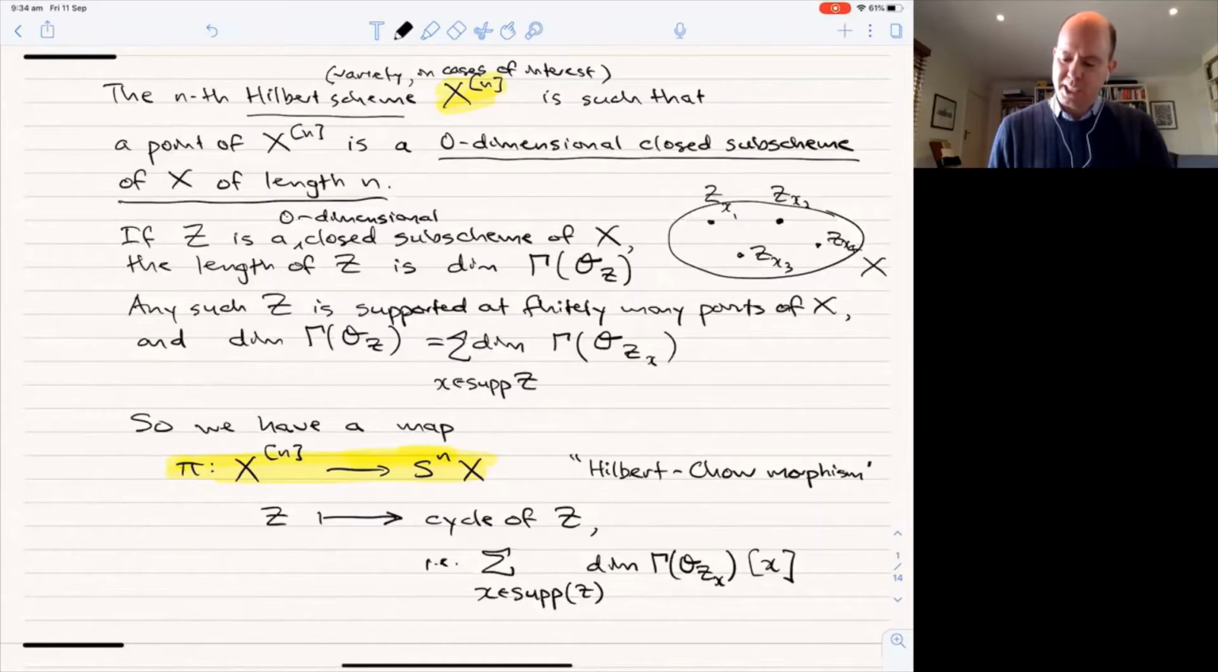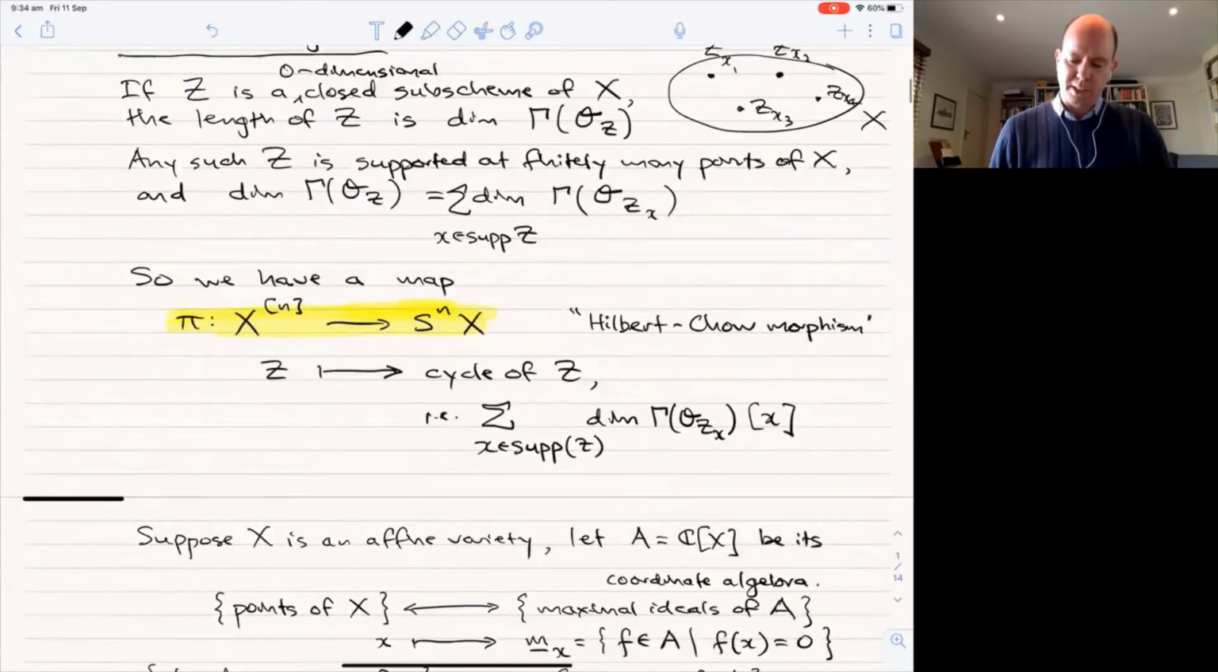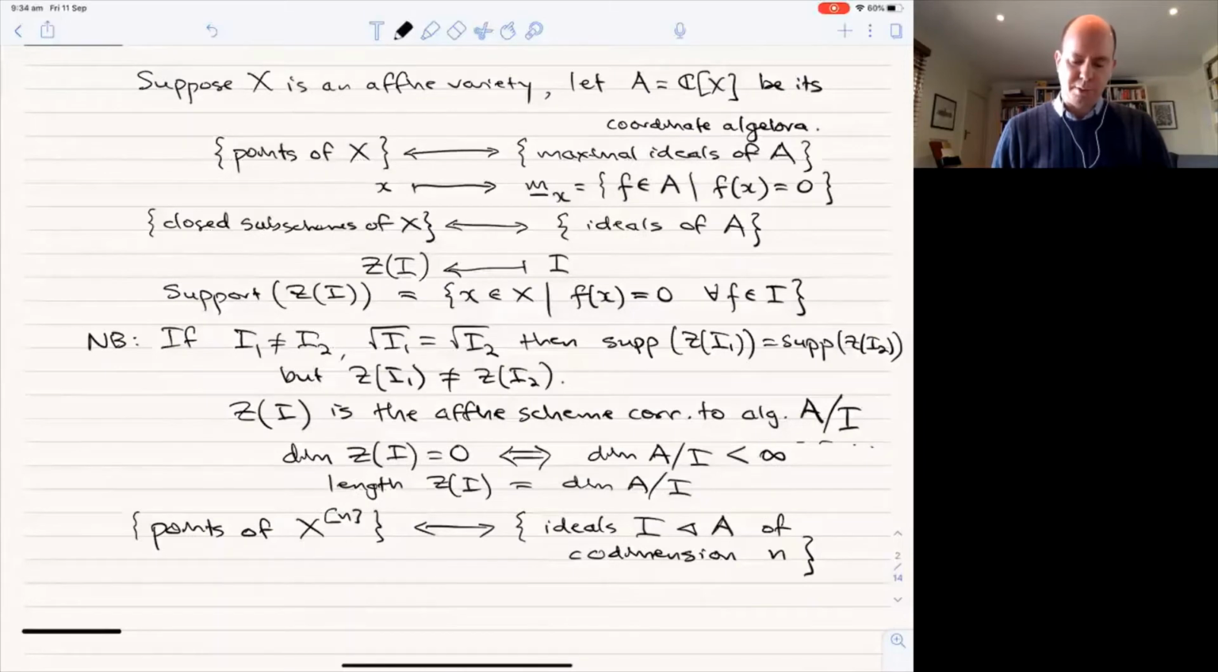But this word scheme here, I can't get rid of. The whole point of the concept is that it's distinguishing between different closed subschemes with the same underlying closed subvariety. So when you have two different ideals with the same radical, they give you the same closed subvariety of X, but they give you different closed subschemes of X. And the points of the Hilbert variety correspond to the subschemes of X.